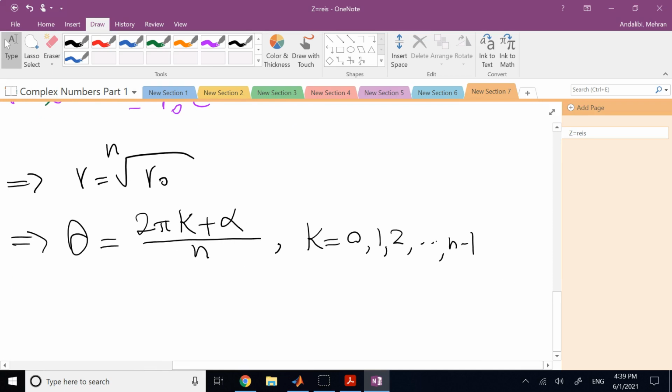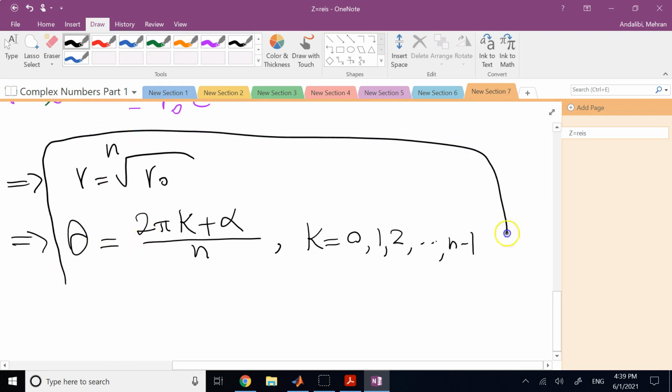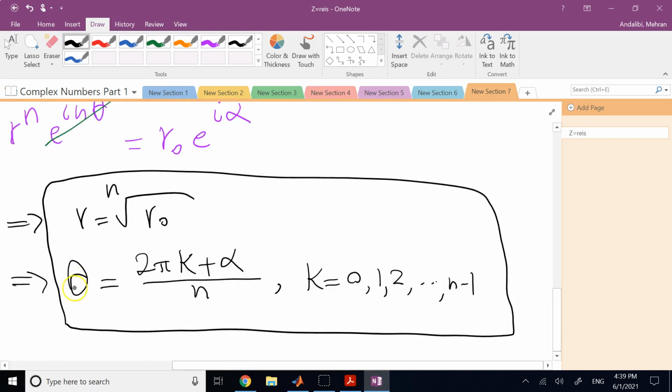Any of these would, when raised to power n, give you 2 pi extra angle, 4 pi, 6 pi, 8 pi, 10 pi extra angles. And since when you take sine and cosine of that, the result is the same, there will be no difference. So in general, the nth root, the magnitude of it comes from the nth root of the magnitude of the right-hand side. The angle of it comes from 2 pi k plus alpha over n. K goes from 0 to n minus 1.